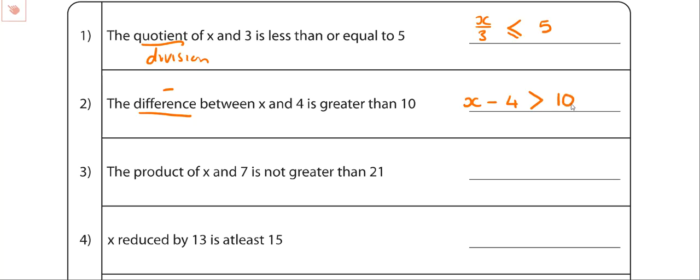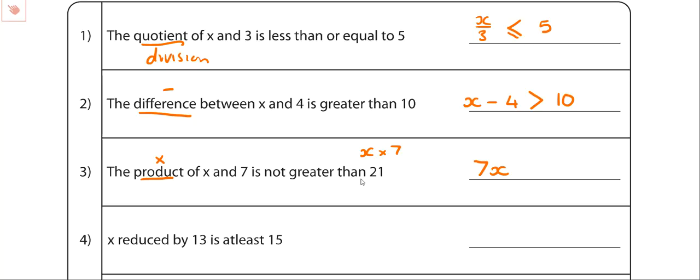The product, well, product means multiply. So product of 7 and x, the correct way to write that, Malai, was? 7x. We don't do x times 7 anymore because of our rules of algebra. x times 7 means 7x, and yes, it does matter. 7x is not greater than 21.